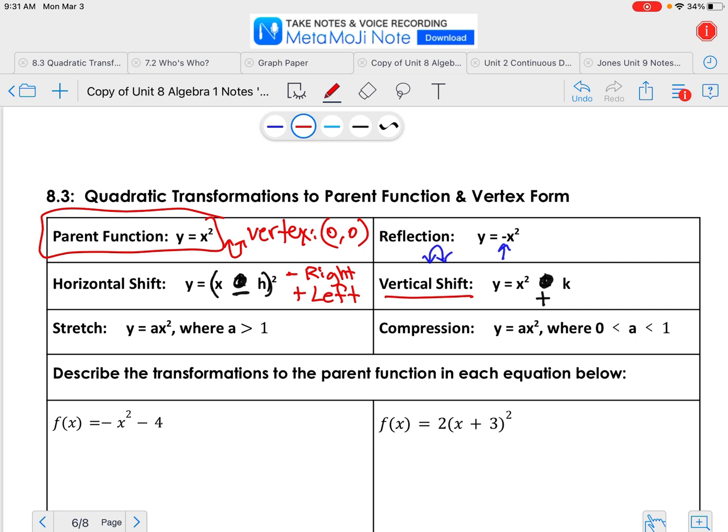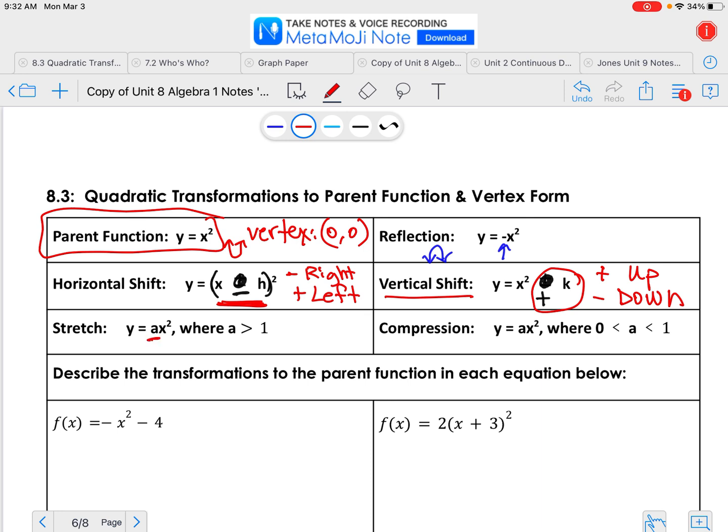Vertical shift, you add a number to the end of it, not in parentheses. Left and right's always in parentheses. So positive means it moved up. So what is it moving? Negative means it moved down. It's moving the vertex. It's moving the vertex around.